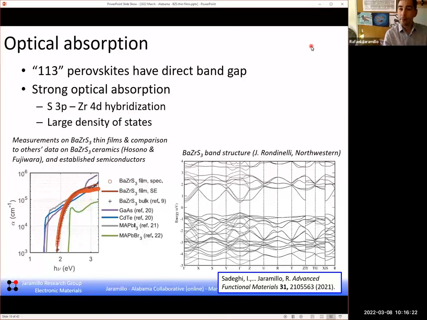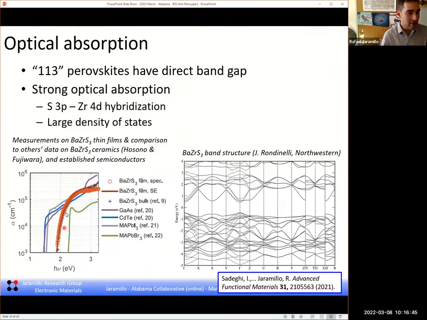So the next property I want to highlight is optical absorption. These 113 perovskites have a direct band gap and they're very strongly absorbing. The reason that they're very strongly absorbing is that you have this hybridization here at the band edges, and you have a large density of states. You're exciting to the zirconium 4d manifold. So there's a lot of states available, and so they absorb light very strongly. And so these are some data.